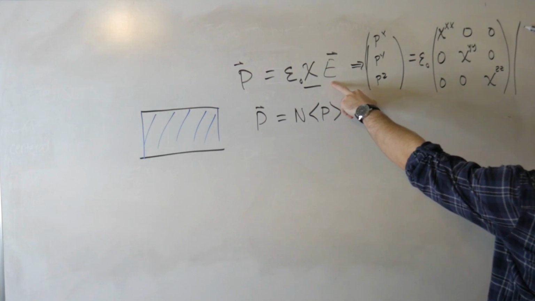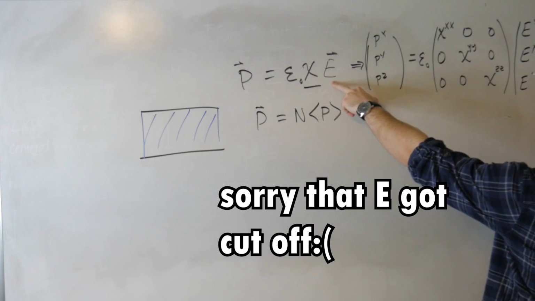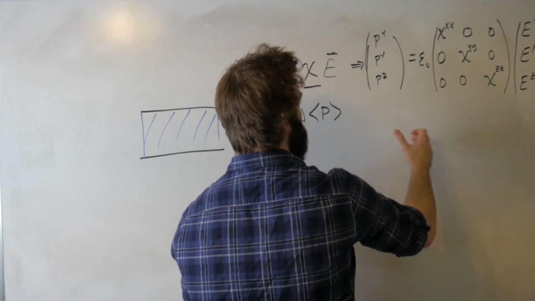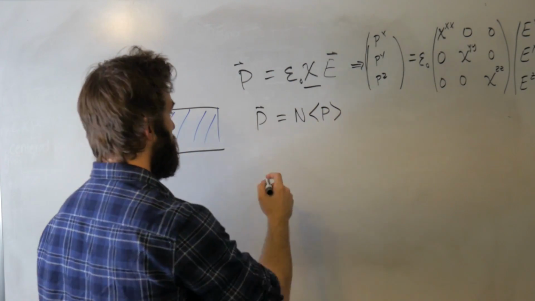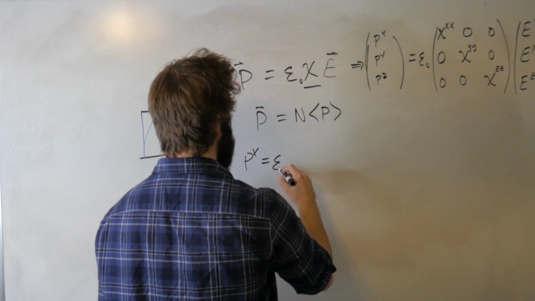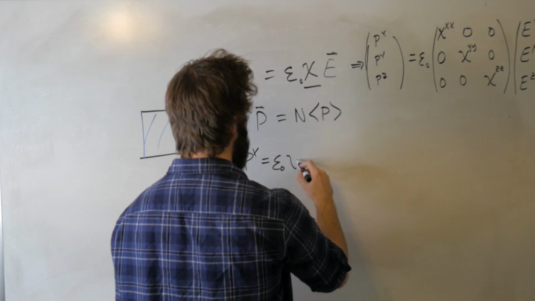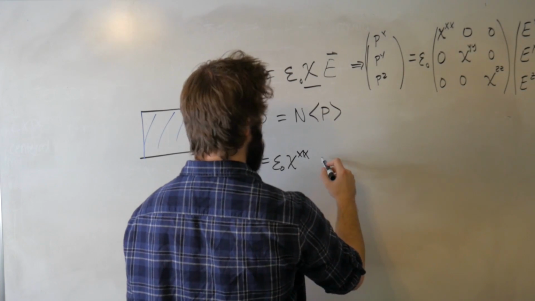So we have Ex, Ey, Ez. And if we expand this out, what this tells us is that if everything's pointing in the same direction, we have Px equal to epsilon naught chi xx Ex.